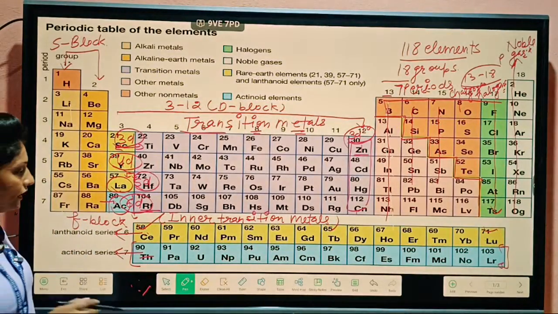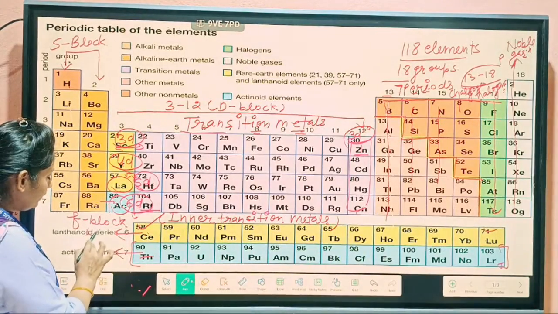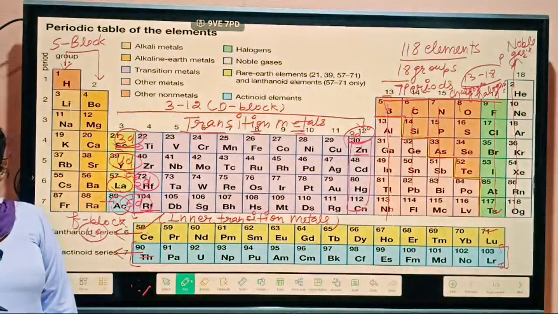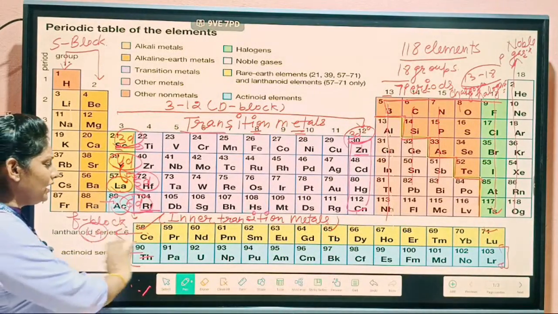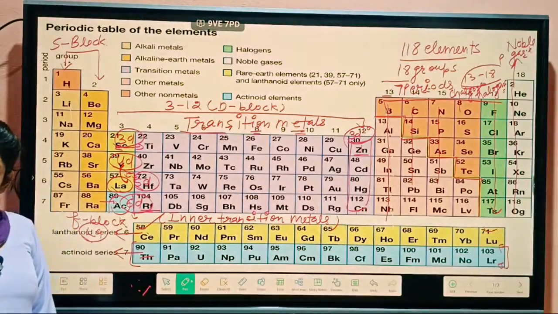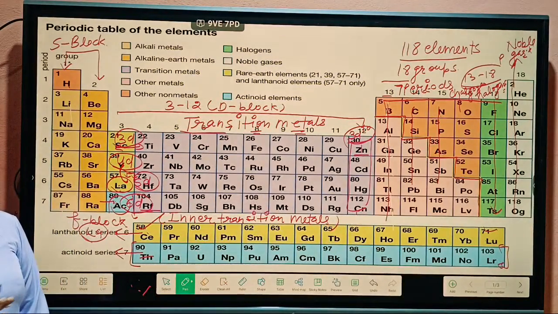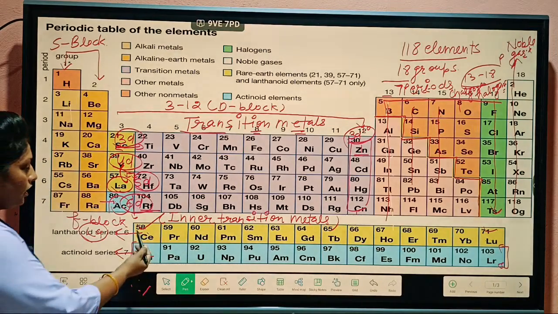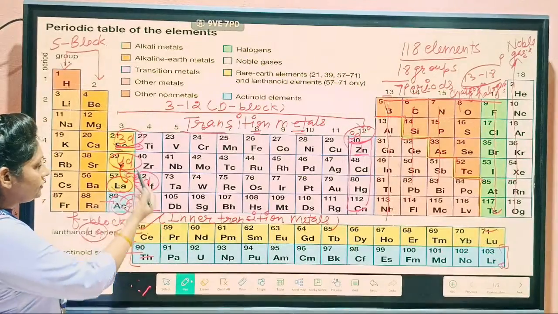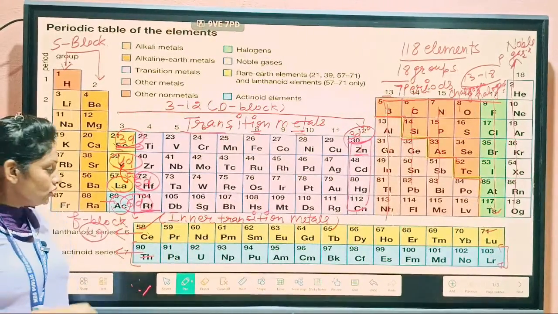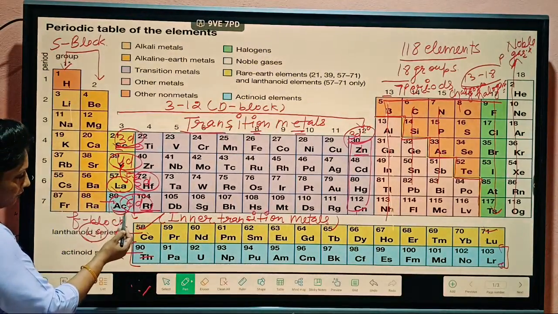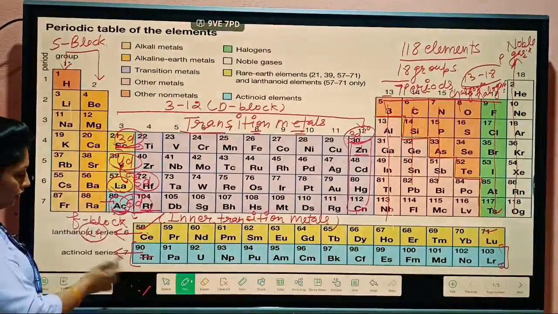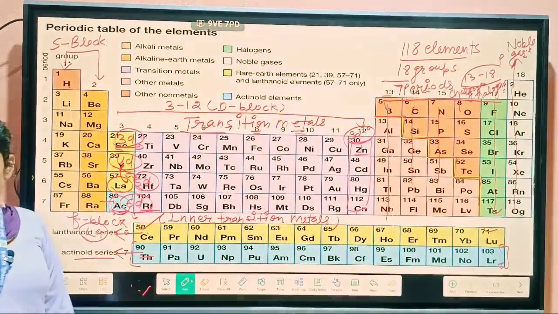Clear or not? Students, here we do not include lanthanum in the f block because the series starts after lanthanum. So they are known as the lanthanoids. It doesn't mean lanthanum is also included. No, lanthanum is not included in the lanthanoids because after that the series starts. Clear? And after that actinium, this series is starting. So we say this one is the actinoid series.